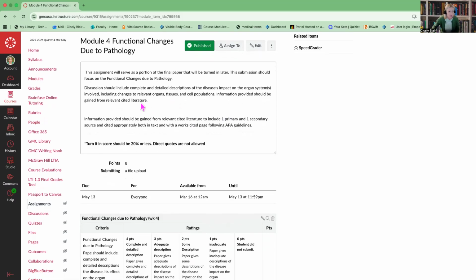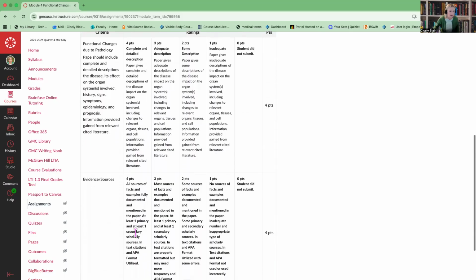And then, of course, your citations and your works cited. The works cited has to be at least one primary and one secondary. A primary is going to be research literature, so like journal articles, and then a secondary would be something that is educational or a website, or it could be your textbook. And of course, make sure that you put them in APA format to make sure that the APA formatting is correct, because this is an easy 4 points right here.